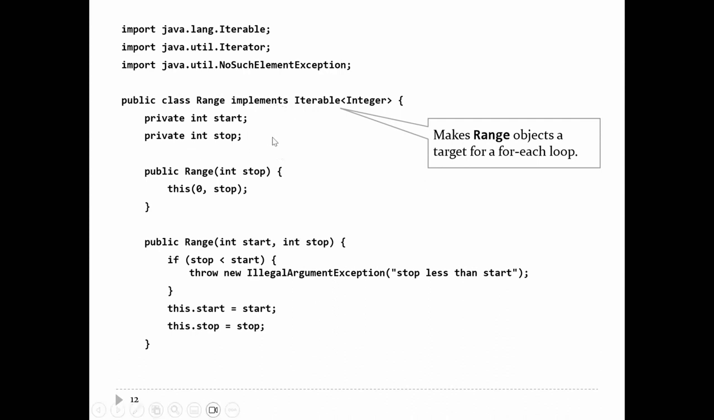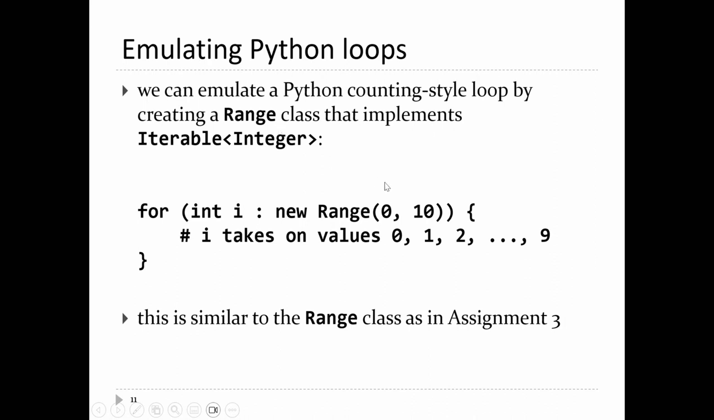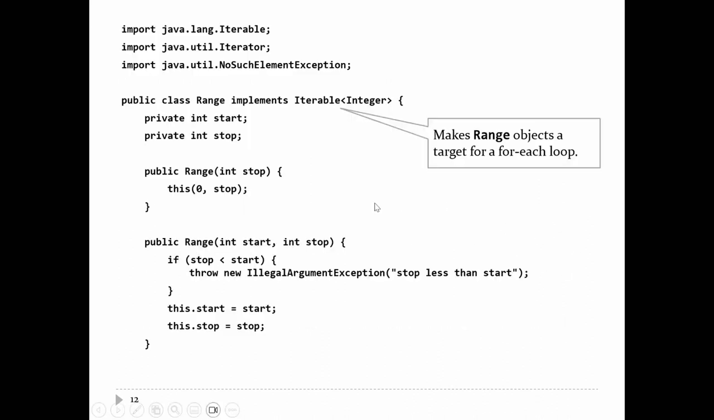Okay, so what do you need to define a range? I need a starting value, and I need a stopping value. Notice the stopping value is not part of the range. So the range 0 to 10 is the numbers 0 through 9. So I need a starting value and a stopping value for my range. So there are my two fields.